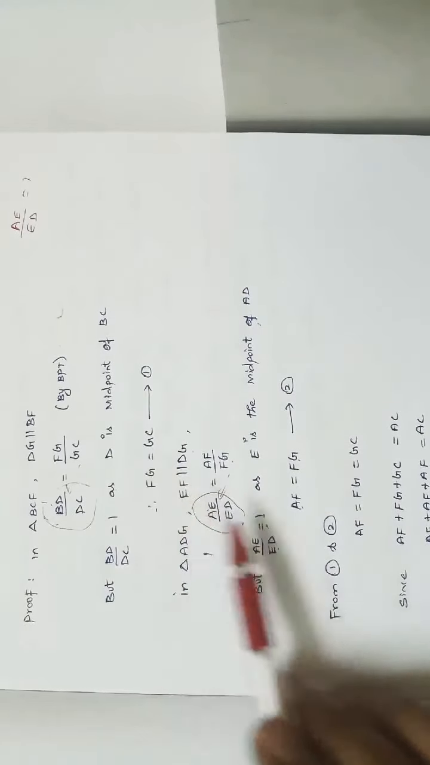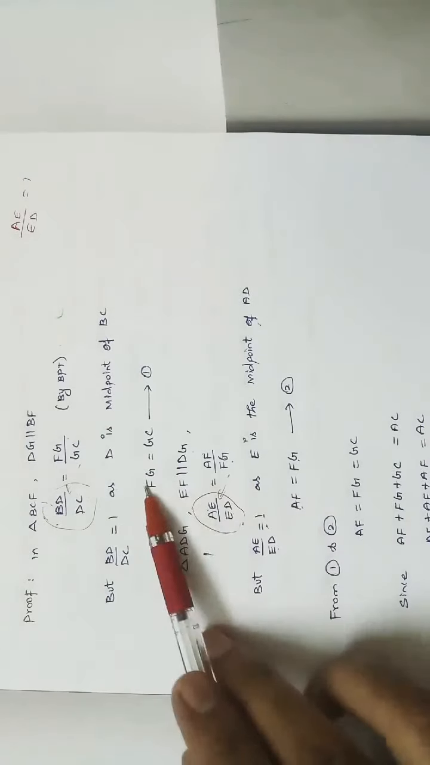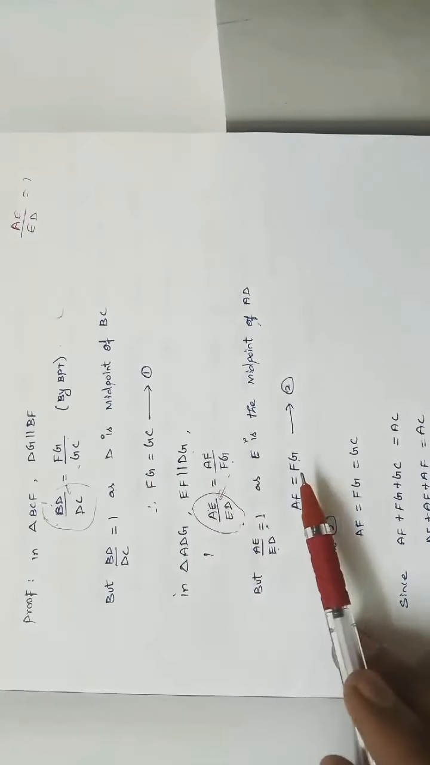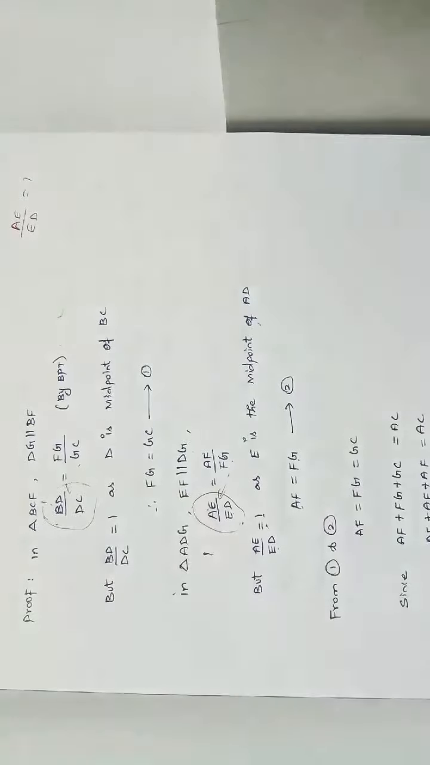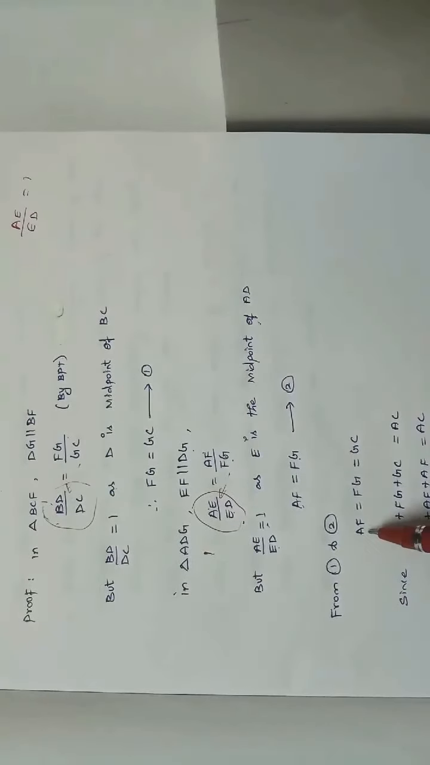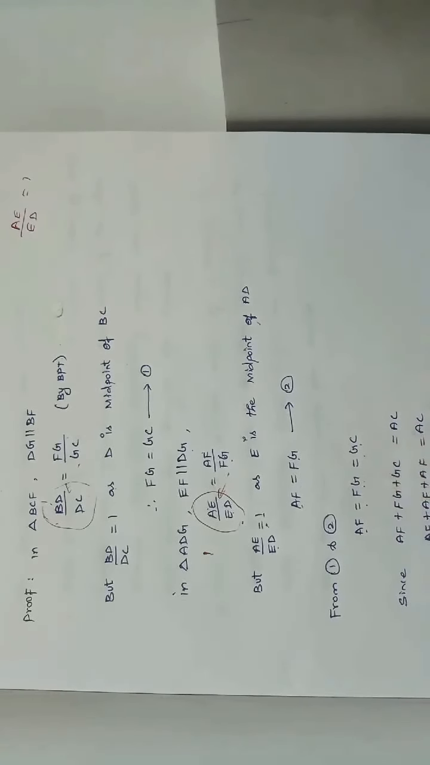Now just compare equations 1 and 2. FG is equal to GC. AF is equal to FG. See that the LHS and RHS of equations 1 and 2 are equal. If these two are equal, then from equations 1 and 2, we can say AF is equal to FG is equal to GC. Right? Now just come to that.